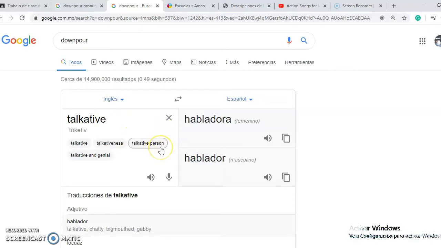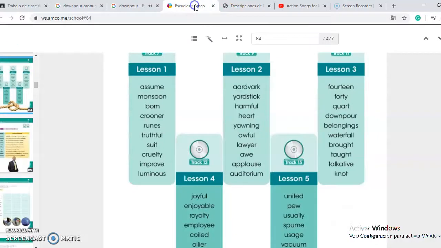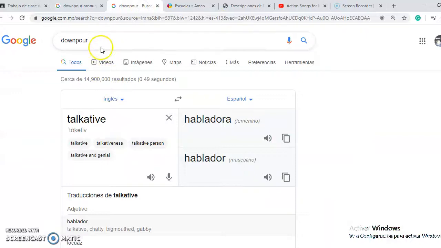Okay, talkative is a person who speaks so much. Talkative. This moment, Mr. Paco is very talkative. He won't stop talking. Talkative, okay? Pronunciation. Talkative. One more time. Talkative. Okay, and in this way, we finish with all of the words in this part, okay?